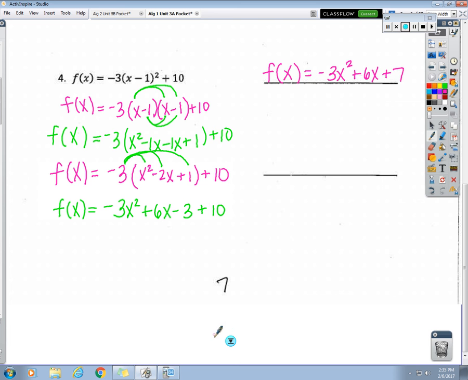Positive 7. And then if you're not sure if you did it right, what can you do? Check it. How? Graph both of them by going to y equals, type this one in first, this one in second, and make sure they make the same parabola. Go ahead and try to check it yourself, and then we'll move on to number 5.